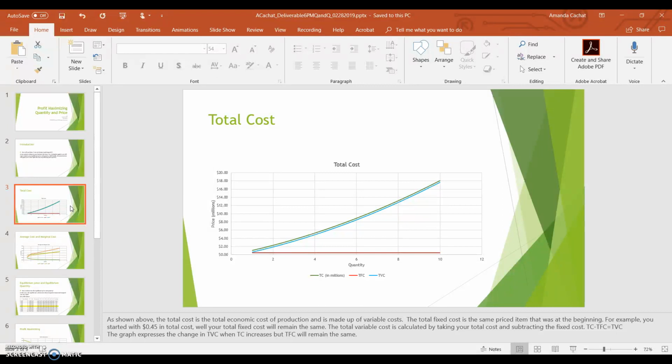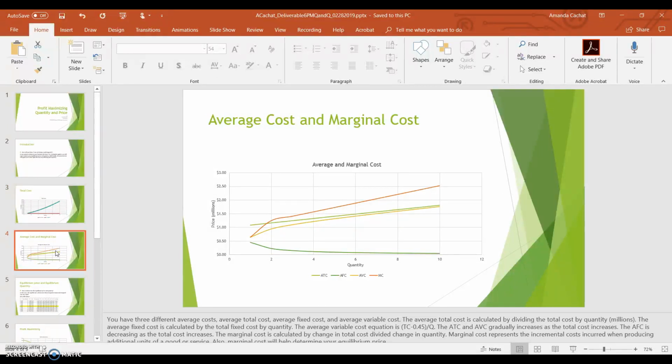Well, your fixed cost will remain the same. The total variable cost is calculated by taking your total cost and then subtracting the fixed costs. So TC minus TFC equals TVC. The graph expresses the change in TVC when TC increases, but TFC will remain the same. So as you see in the graph above, TFC is remaining the same. It's flatlined. And then you see the variable cost, it is going with the total cost, which changes as the total cost increases.